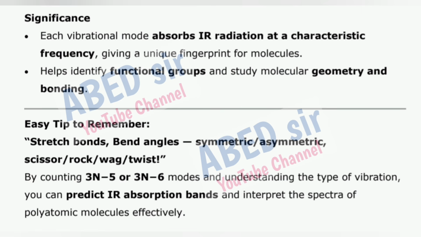Significance. Each vibrational mode absorbs IR radiation at a characteristic frequency, giving a unique fingerprint for molecules. Helps identify functional groups and study molecular geometry and bonding. Easy tip to remember: stretch bonds, bend angles; symmetric, asymmetric; scissor, rock, wag, twist. By counting 3N-5 or 3N-6 modes and understanding the type of vibration, you can predict IR absorption bands and interpret the spectra of polyatomic molecules effectively.